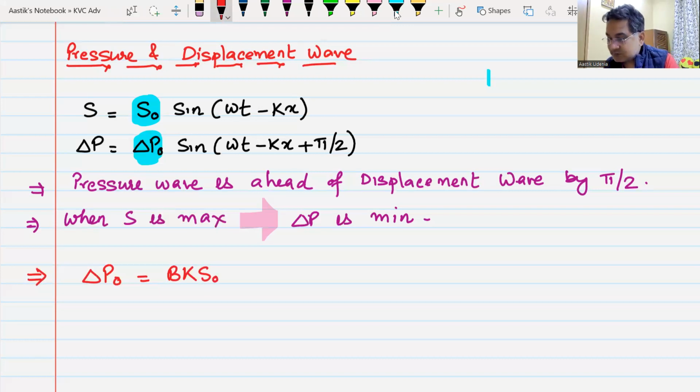BKS. What is B? What is k? What is s? s naught is obviously your amplitude of displacement, the amplitude of the oscillating particle. What is k? It is the angular wave number, 2 pi by lambda. Do we remember this? What is B? B is the bulk modulus of the medium.